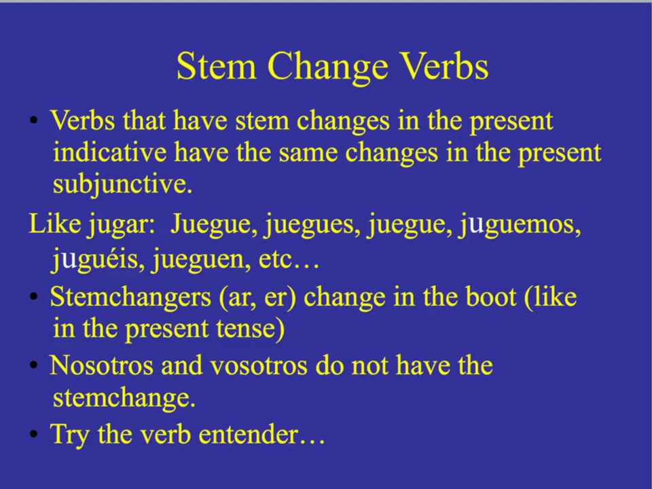Stem changers. All right. So verbs that have stem changes in the present indicative have those same stem changes in the present subjunctive because we are using that yo form. So if you look at a verb like jugar, notice that it has the stem change because we started with juego as our yo form. We drop the O and then we get juegue, juegues, juegue. Notice that here, not in the boot, juguemos, juguéis, and jueguen.